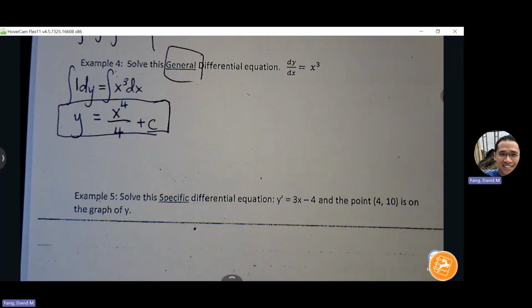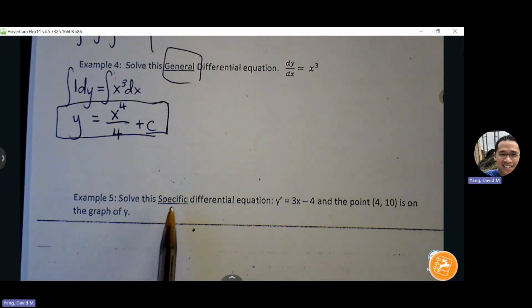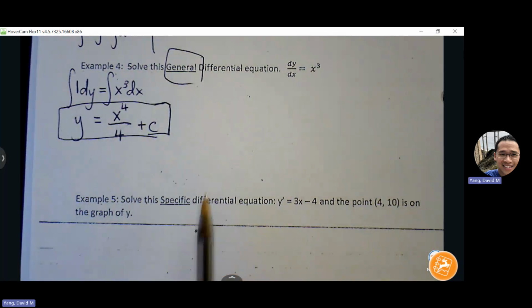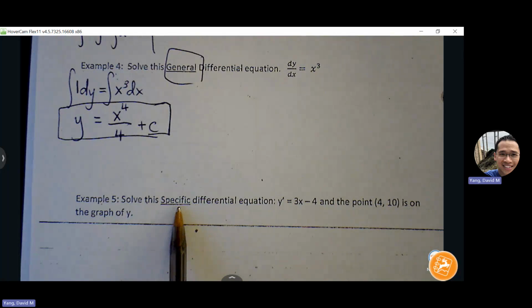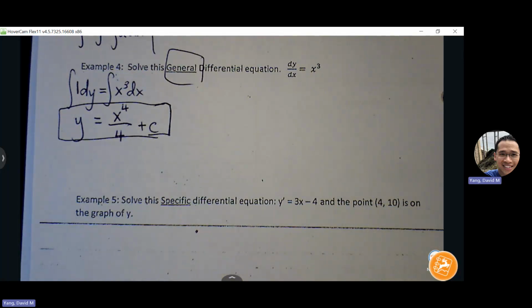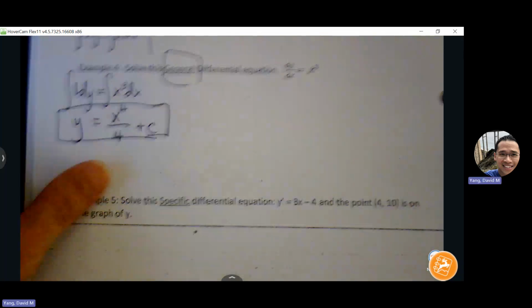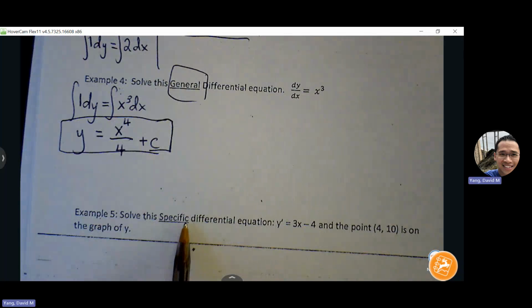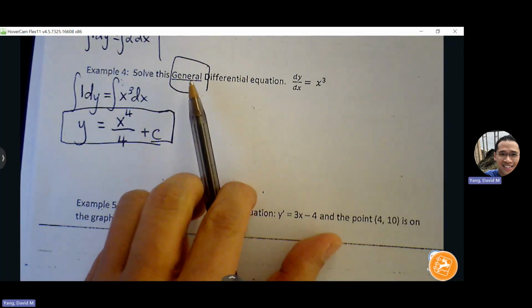Now, example 5 says solve the specific differential equation. So that means that a plus c is going to show up initially. We're always going to get to the general equation first. And then the specific just means take the information that they give you and see if you can convert it to find that c value, find a numeric value for c. But even if they ask you for a specific, you're always going to go through general first.